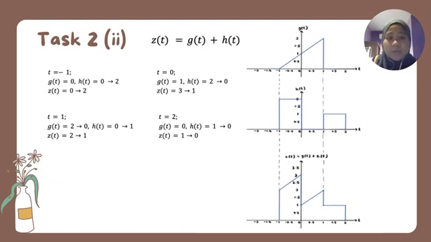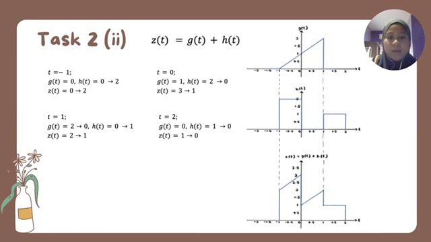When t is equal to 0, we get gt equal to 1 and ht from 2 to 0. And then we get zt equal to 3 to 1. Next, when t is equal to 1, we get gt equal to 2 to 0 and ht from 0 to 1. Then we get zt equal to 2 to 1. And then next, when t is equal to 2, gt is equal to 0 and ht is from 1 to 0.